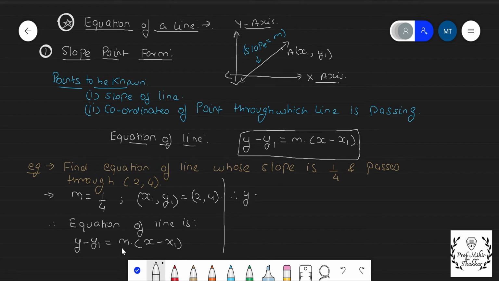Therefore y minus y1, what is y1? It is 4, is equal to m, that is 1 by 4 into x minus x1, that is 2. Cross multiply this 4 on the opposite side. So 4y minus 16 is equal to x minus 2. Take all the left hand side elements on the right side. So I get x minus 4y plus 14 is equal to 0. So that is the way we apply our first equation.